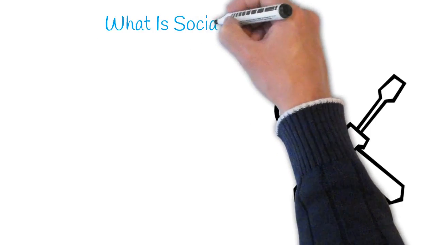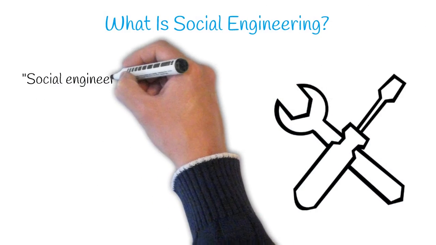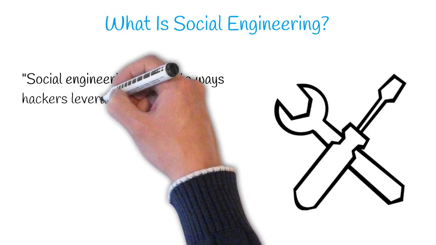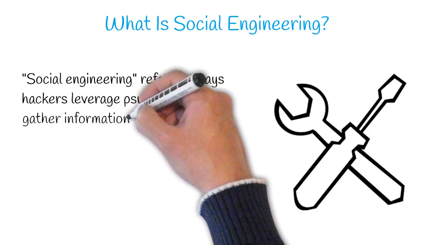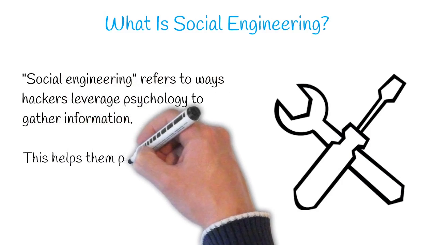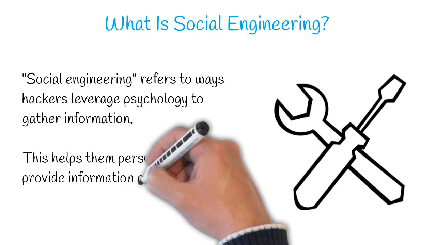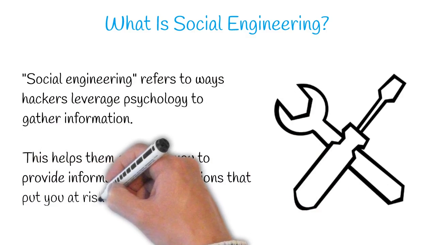Social engineering refers to ways hackers leverage psychology and societal norms to gather information. This information helps them exploit accounts, systems, or organizations. Hackers use social engineering to learn more about you, your associates, organizations, or specific, often influential people. This helps them persuade you or others to provide additional information or take actions that put you or them at risk, aiding the hacker in committing fraud.